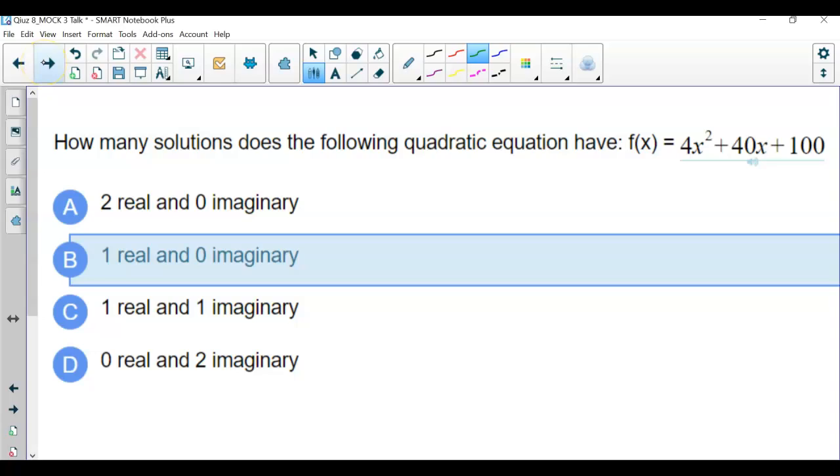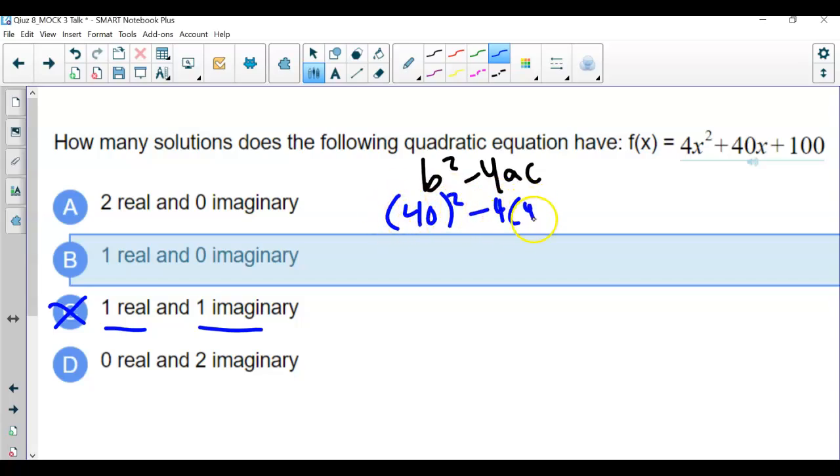And here, that's why we brought this one back on the quiz. Because this was, again, how many solutions? So b squared minus 4ac. The most common mistake was people chose C. Again, you just have to remember you will never have a one real, one imaginary. Either you're going to have real solutions or imaginary solutions. So here, b squared, 40 squared minus 4 times 100. Then you get that discriminant of 0. So that's why the answer was B.